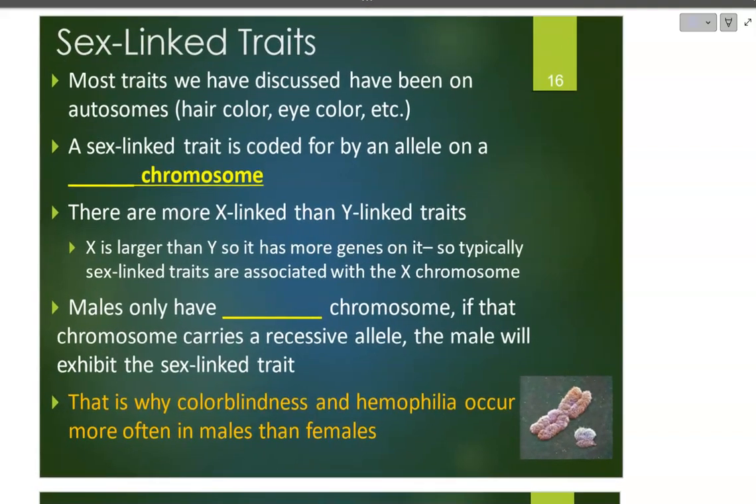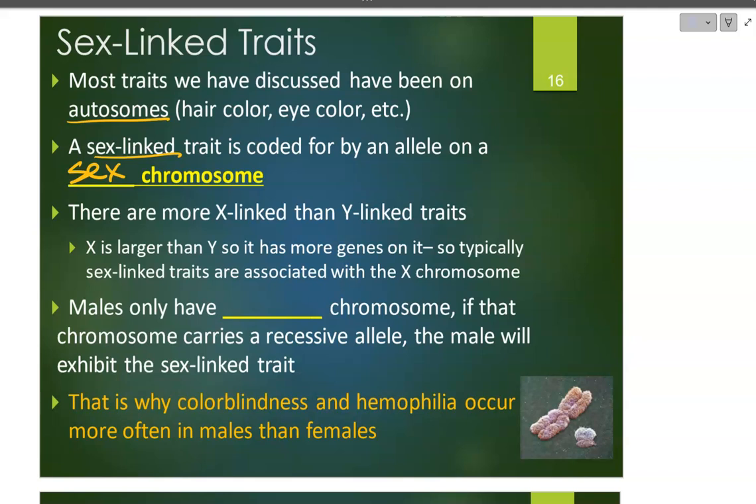So like I said, most traits we have discussed so far have been on the autosomes. Now we're going to look at traits that are sex-linked, meaning they are an allele or a gene that is on the sex chromosomes, whether it's one sex chromosome or both.